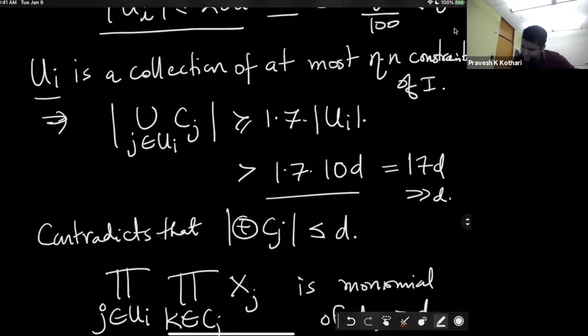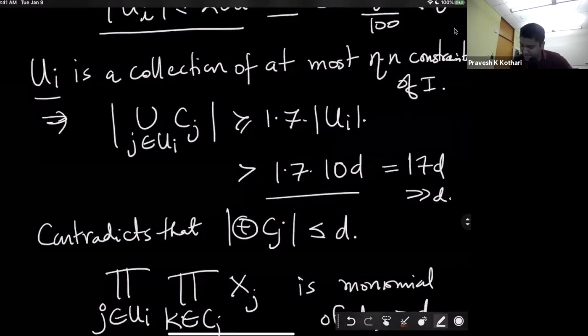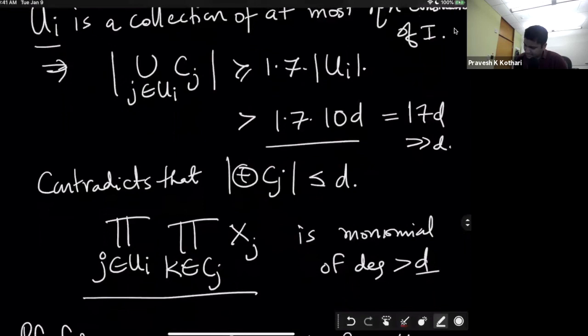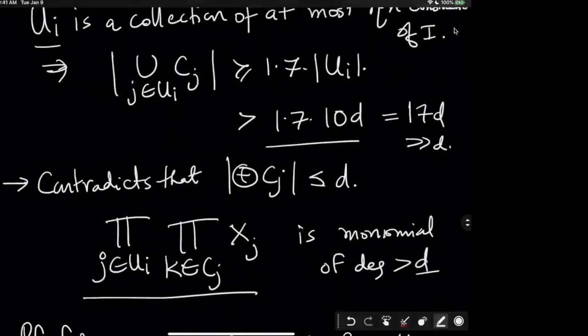So the union of CJs, you agree, is at least 1.7 times UI large. This is just applying the expansion property. I can apply that because UI is a collection of at most eta n constraints, right? Yeah. Still good? Okay, very good. So now, let's try to understand. I concluded, without actually justifying, that the XOR of the clauses or the constraints that appear in CJ cannot be of size at most D. That's what I concluded, right? Yeah. So let's understand why not.